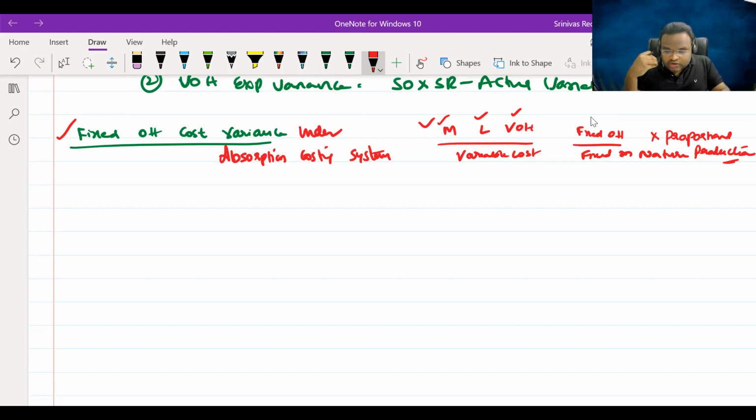Whereas what we are learning at CA Inter level or CMA Inter level, we are learning the fixed overhead cost variance under absorption costing system. What is the major deviation between marginal costing and absorption costing? The only difference is because of fixed factory overheads. Before we understand the difference, you need to understand two types of cost which we have discussed in chapter number 1. That is product cost and period cost.